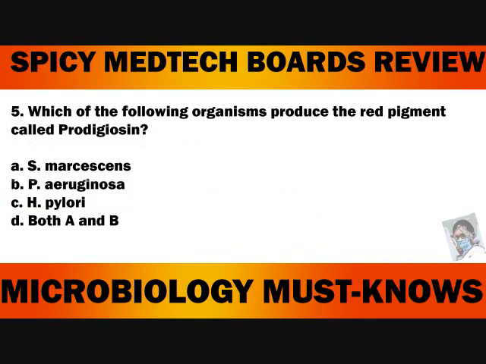Number 5. Which of the following organisms produce the red pigment called prodigiosin? A. Serratia marcescens, B. Pseudomonas aeruginosa, C. Helicobacter pylori, or D. Both A and B. The answer to number 5 is letter A, Serratia marcescens. Although Pseudomonas can produce a red pigment, it is not prodigiosin. The red pigment produced by Pseudomonas is called pyorubin. So, the answer is letter A.